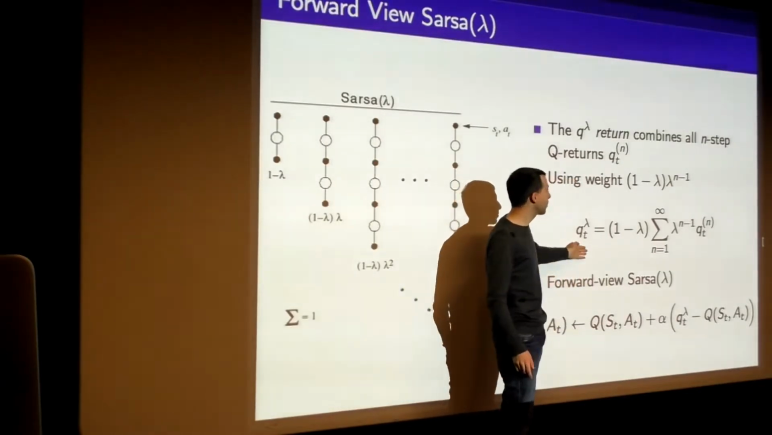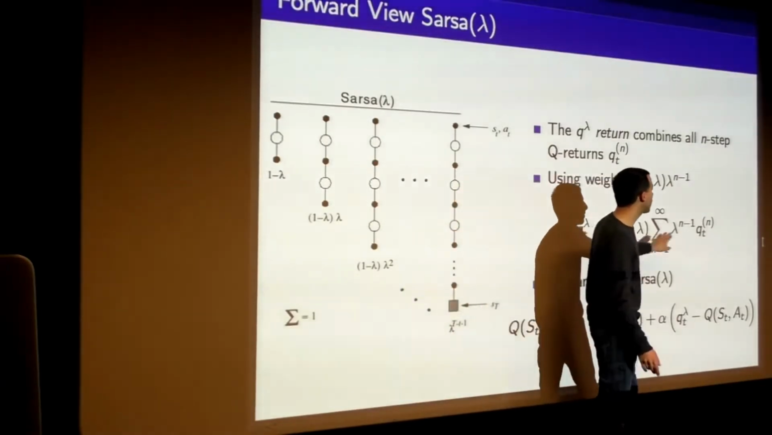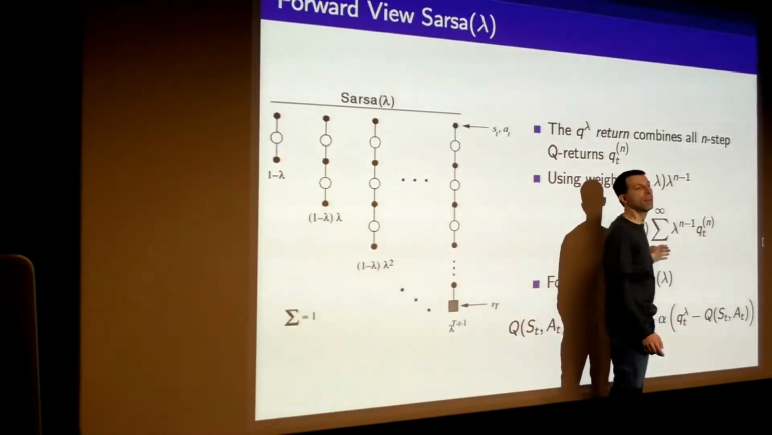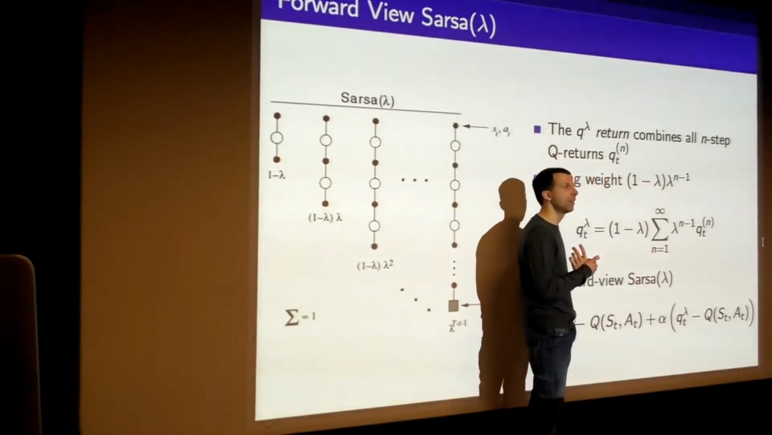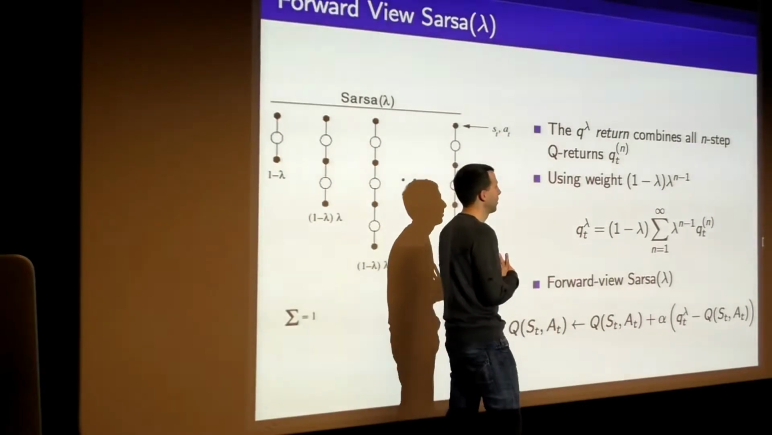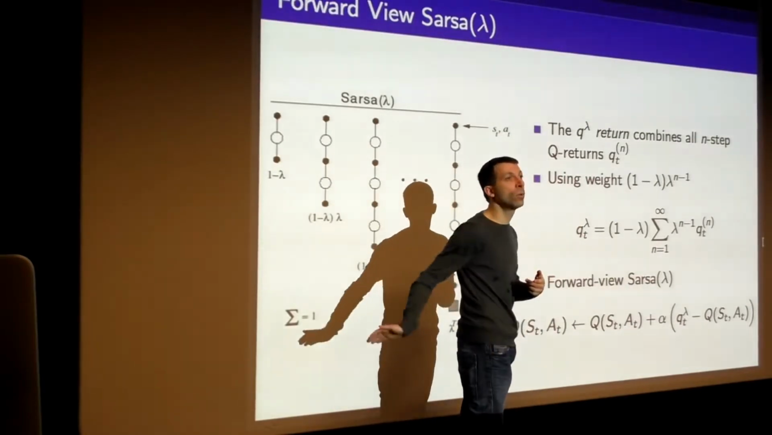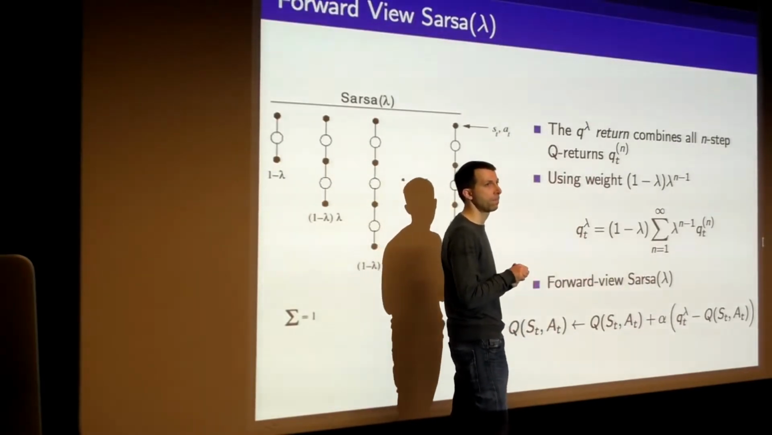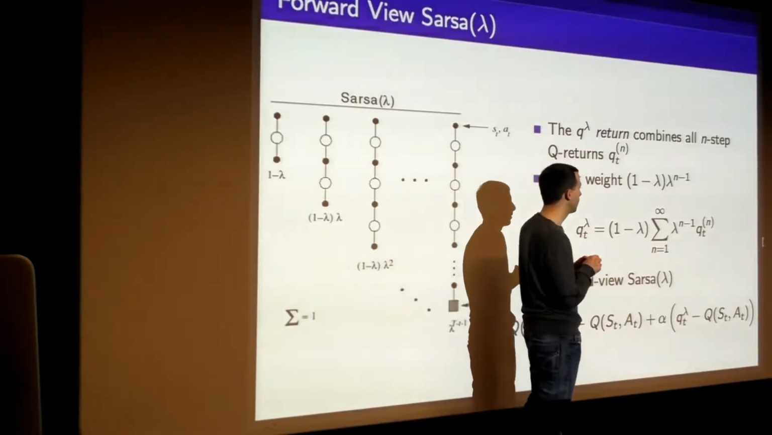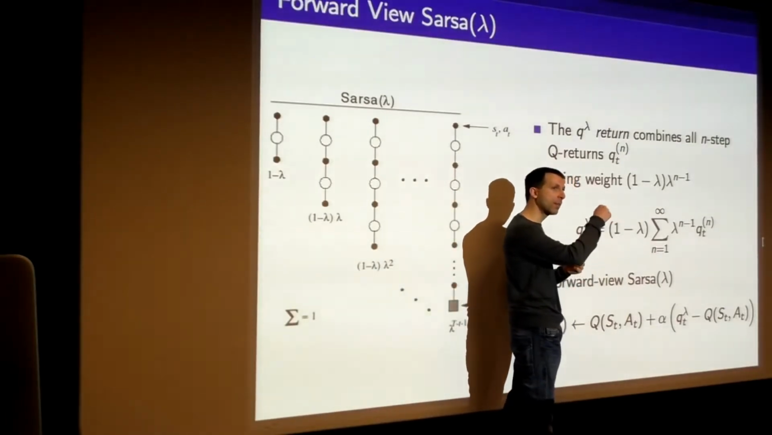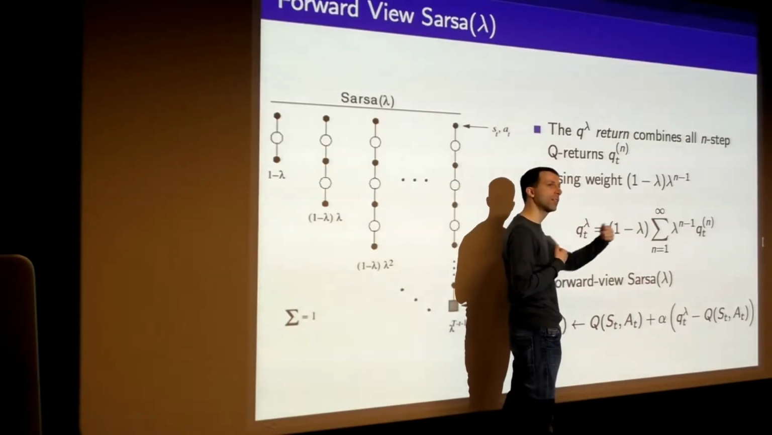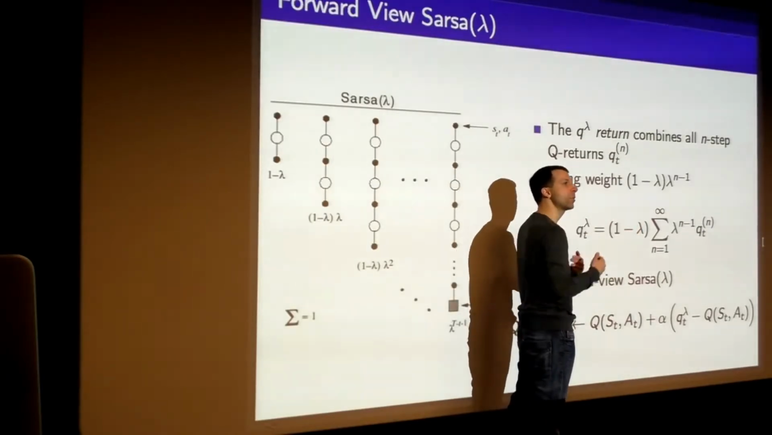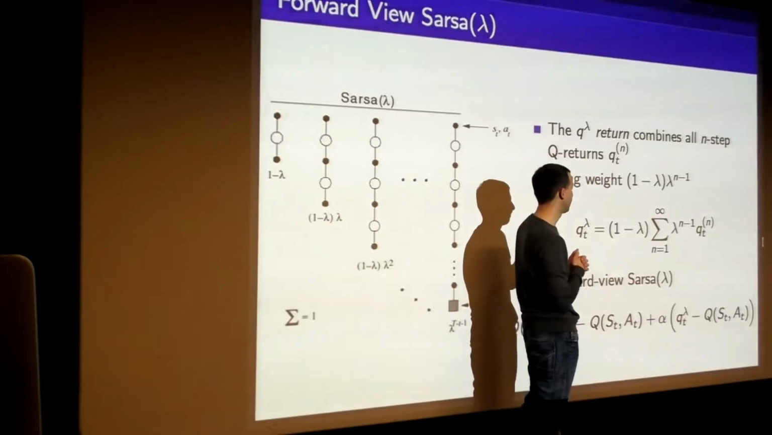And so when we make this lambda return, this is just a way to average over all of our n-step returns in some way that's A, computationally convenient, and B, takes account of all different n. Okay? And it has this lambda parameter that we can tweak, which can make us either more or less far-sighted in terms of how much we prefer the large n or the short n.